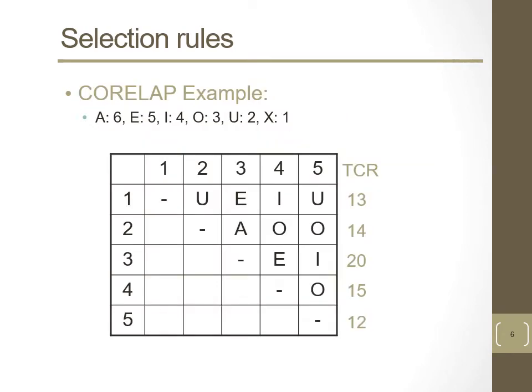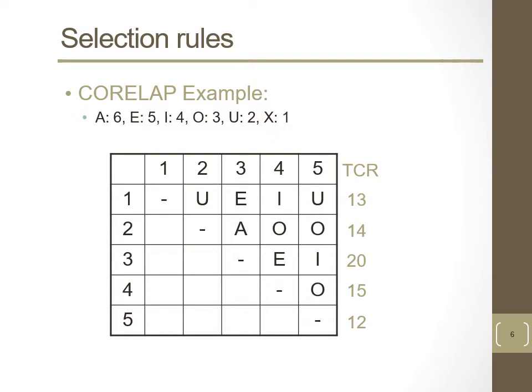This is an example showing how to calculate this TCR. In this table, we have 5 departments, and it shows the relationship among these 5 departments. The relationship between department 1 and 2 is U, 1 and 3 is E, and so on. In this question, it's given to us that for an A relationship, we are going to use a weight of 6. For especially important, we will use a weight of 5, and so on. You see, in this example, for X, which is undesirable, a weight of 1 is used.